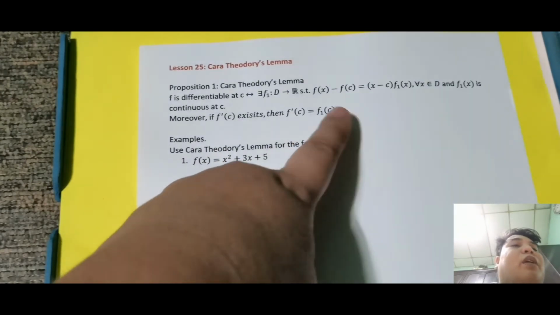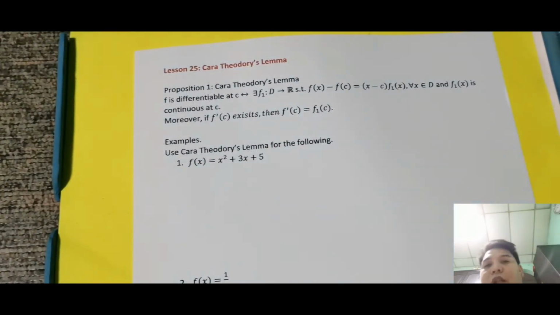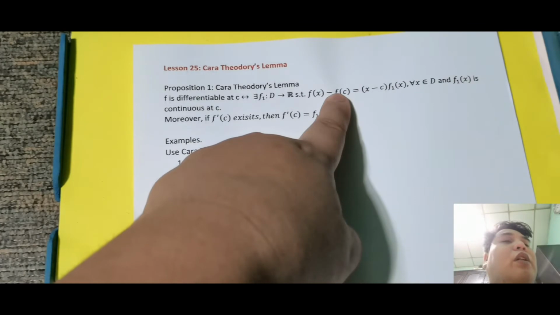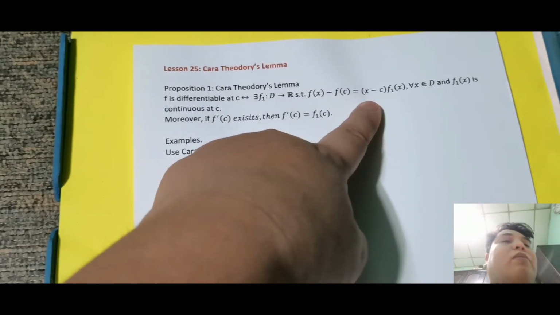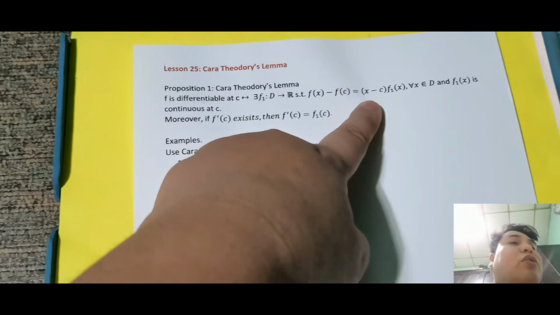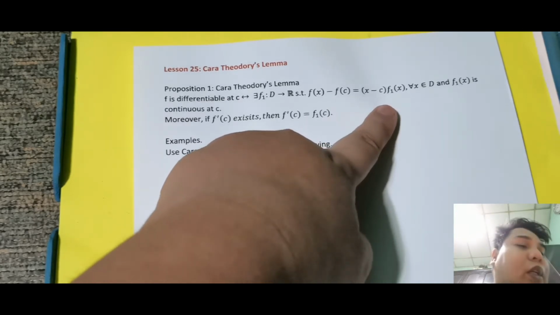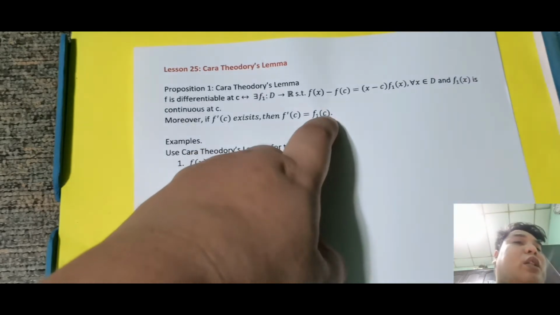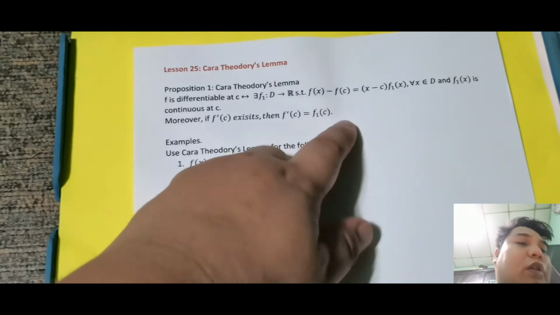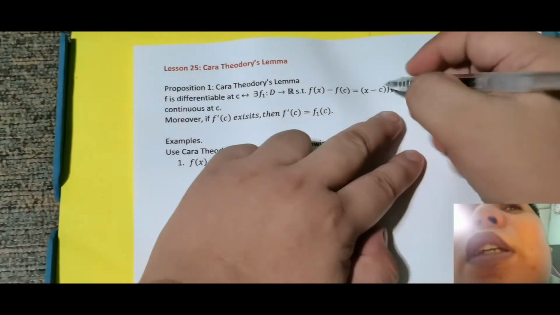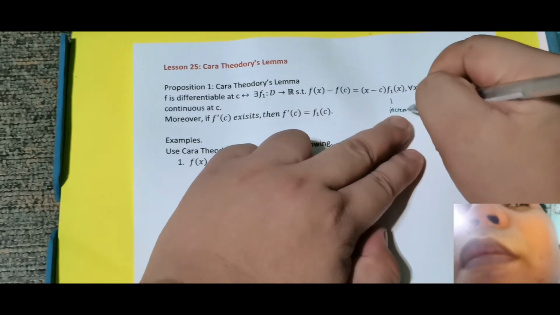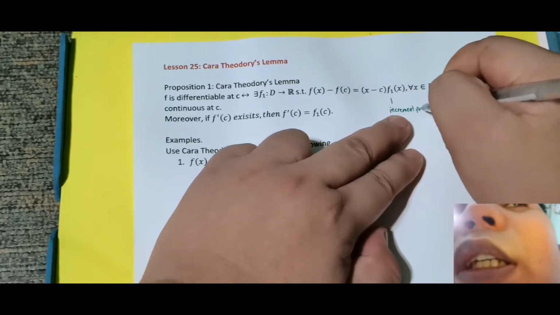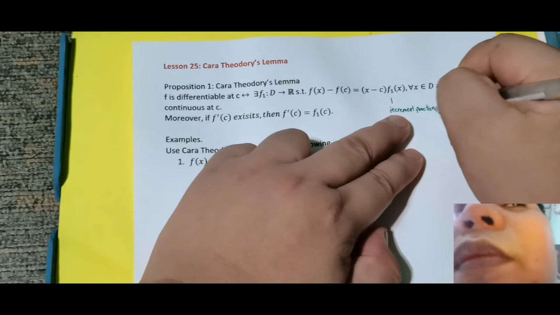So ibig sabihin, ano nang gagawin natin? I-evaluate natin yung f of x minus f of c. Ang goal natin, dapat makapagpalabas ka ng x minus c. Pag napalabas mo yung x minus c, yung natirang function doon, yun na yung f sub 1 of x. Tapos evaluate mo siya at c. Tapos yun na yung kanyang derivative. Ganun kasimple. So by the way, yung tawag dito is the increment function. So f sub 1 is the increment function.